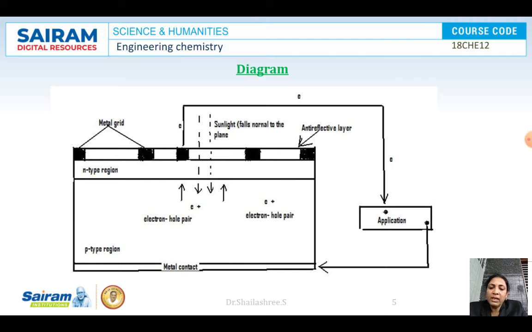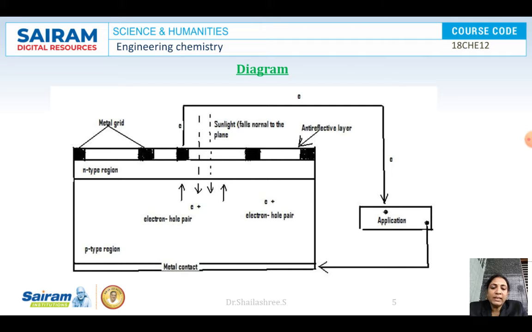Fine. This is about the diagram. Very simple. At the center, the PN junction will be there. The top region is called the N-type region, and the bottom region is called the P-type region. There will be two metal contacts. There is a metal grid at the top of the solar cell, and one more metal layer which is coated on the back side of the solar cell.